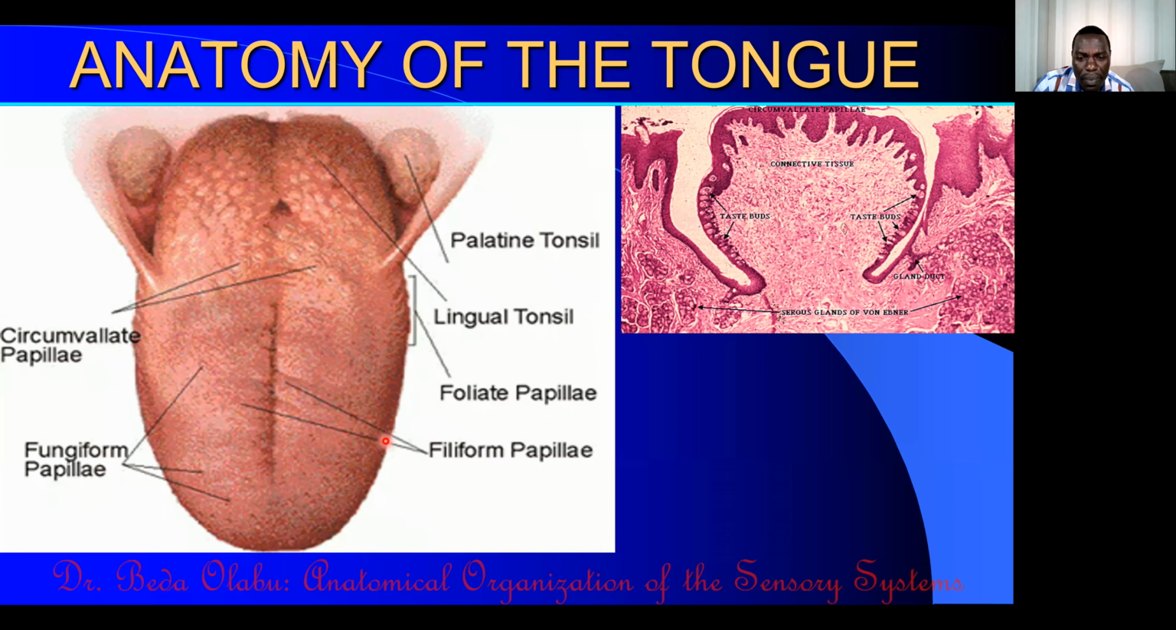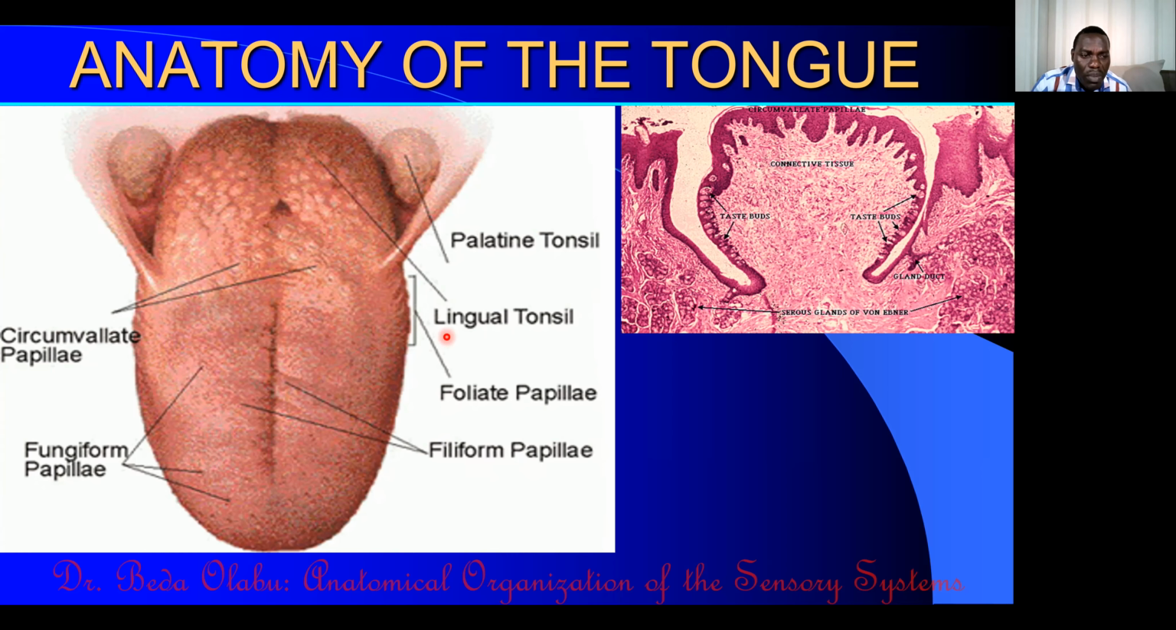The third type are the filiform papilla. Filiform papilla are the majority, very tiny, sharp, projecting all over the tongue. Those are filiform papilla, they're the majority. But lastly, you have the foliate papilla. Foliate papilla are only found in the lateral aspect of the tongue. They appear as lines, and they are not well developed in humans per se.